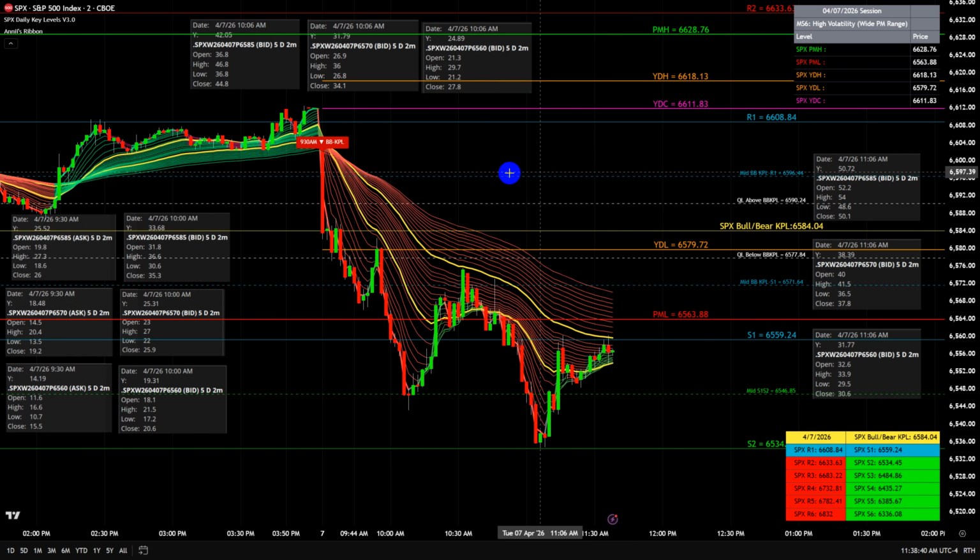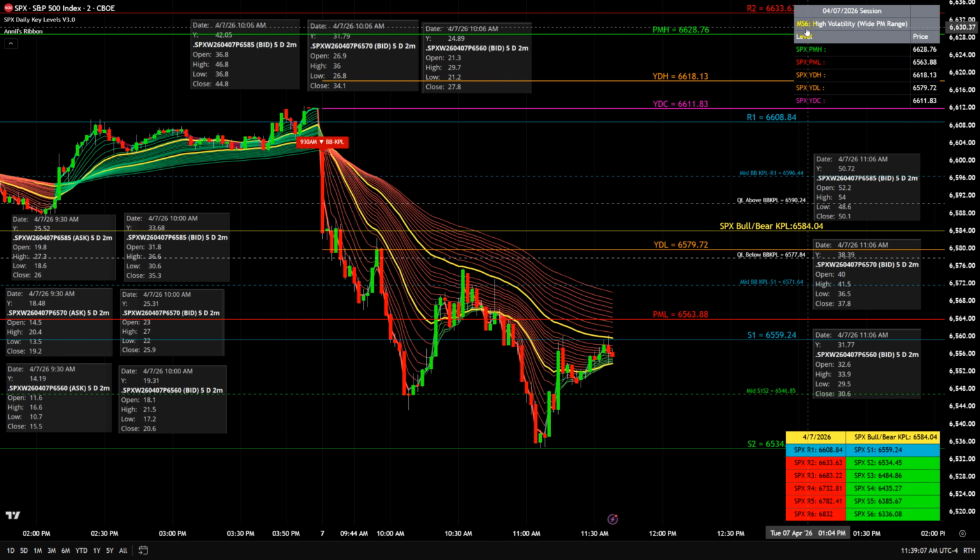Okay, so today we have the 9:30 a.m. BBKPL, that stands for Bull Bear Key Price Level. The Bull Bear Key Price Level given today by the Daily Key Levels V3.0 indicator is 65.8404. Now we also have Market Scenario 6, which is the market structure for today's session given by the indicator, which is high volatility, wide pre-market range.